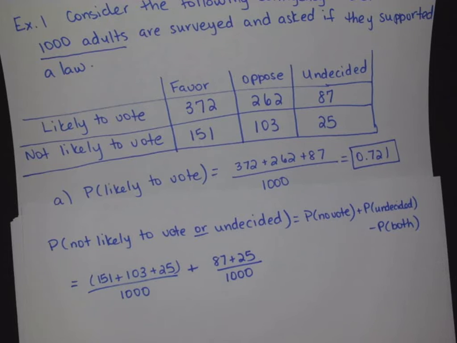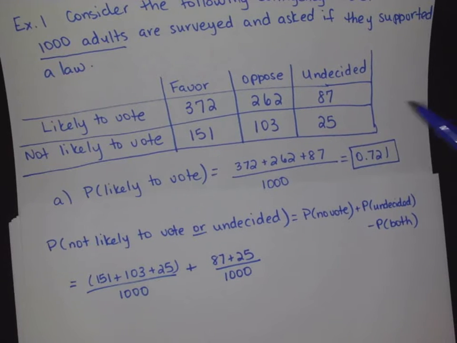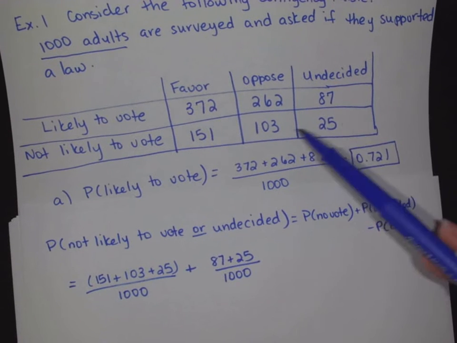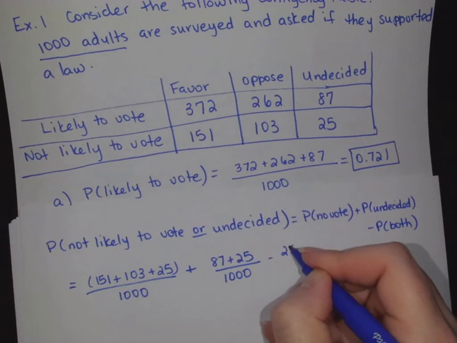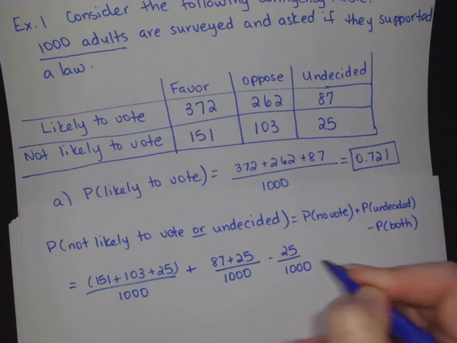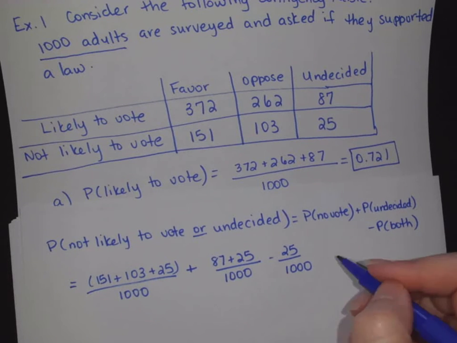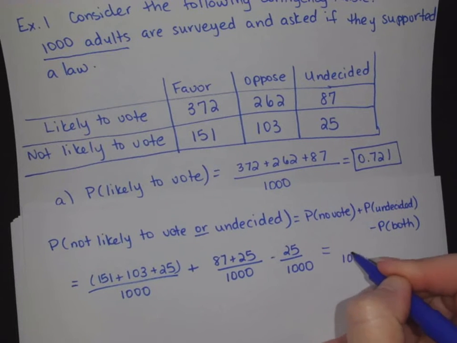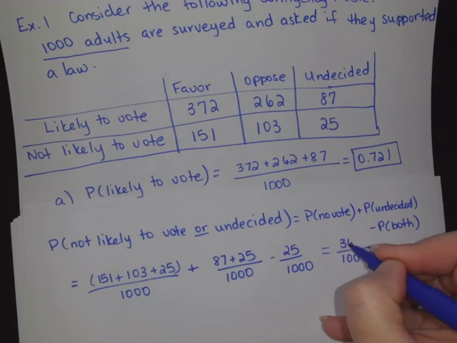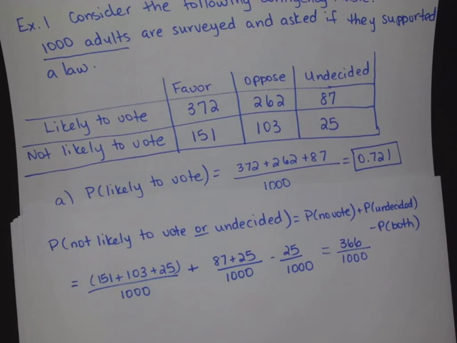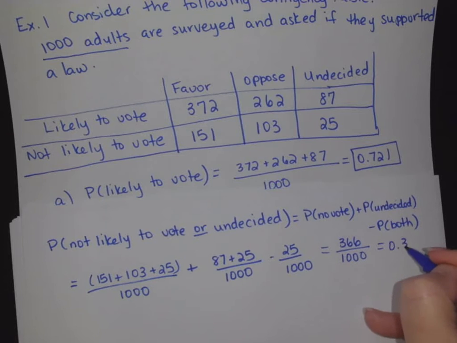But then if I don't do the last thing, I'm going to be counting these 25 people twice. I'm counting them in this row, but I'm also counting them in this column, and I don't want to count those people twice. So I just subtract off 25 out of 1,000. And again, the denominator stays the same. I really just need to work on what the numerator would be. If you work all of that out, you end up getting 366 out of 1,000, which is 0.366.